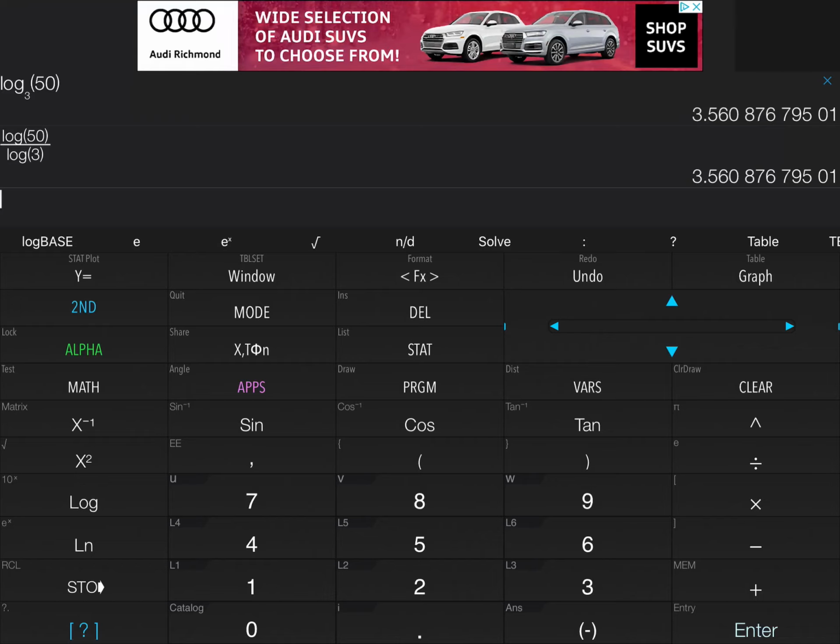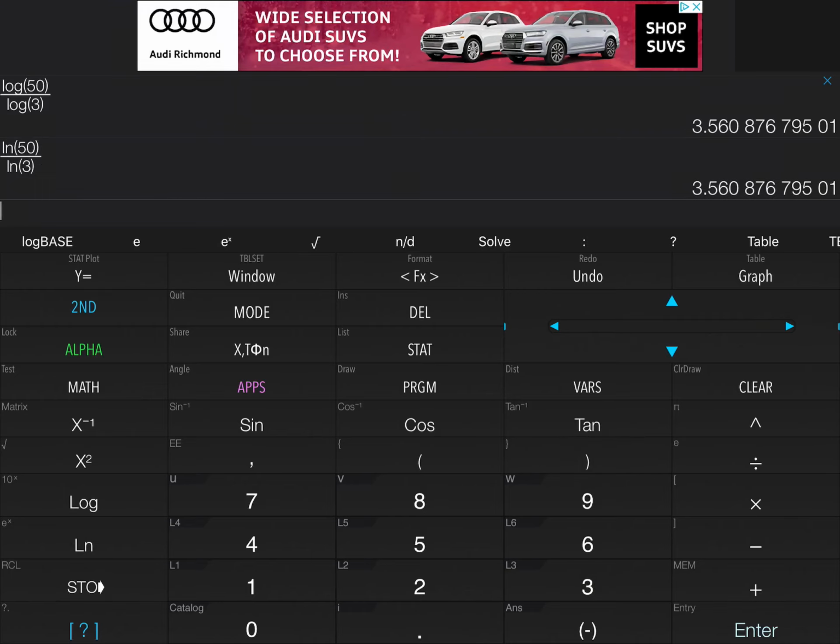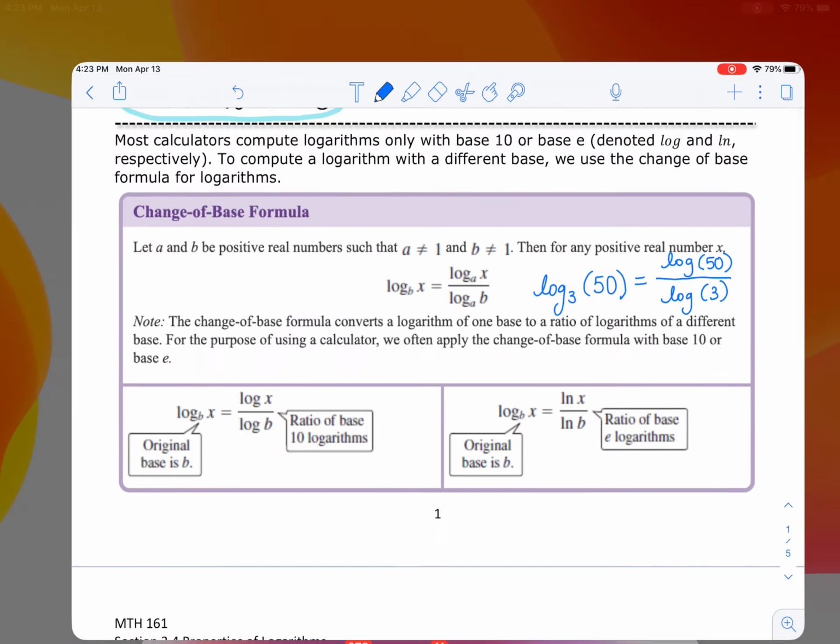But it's not just going to be log. You can use natural log too. So take a look. I'm going to type in natural log of 50 divided by natural log of 3. I better get the exact same decimal, 3.56. That's what the change of base formula is talking about.